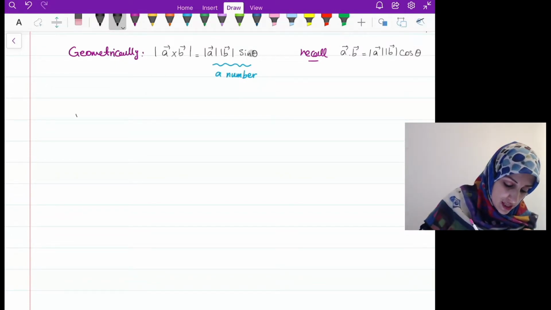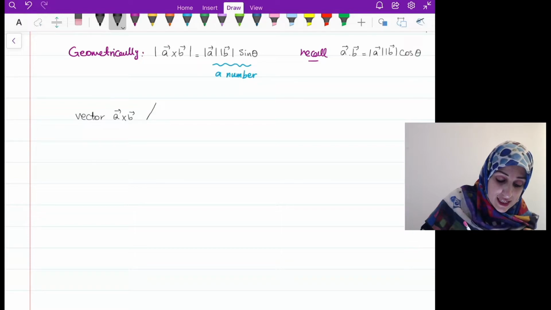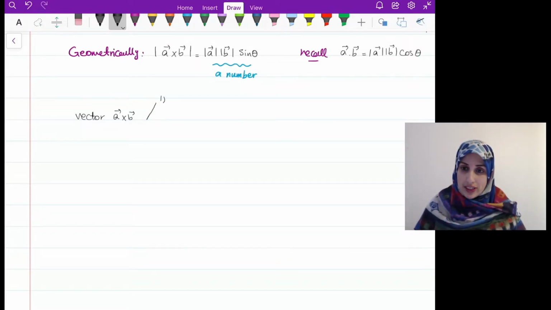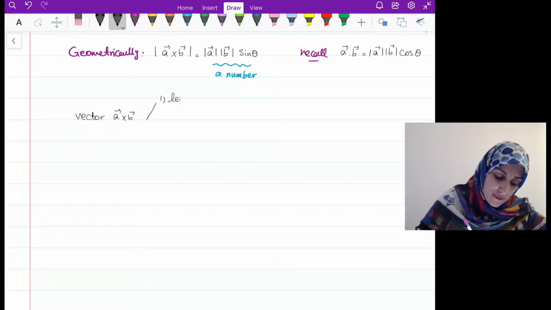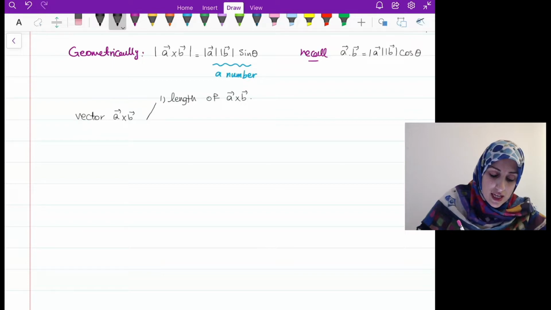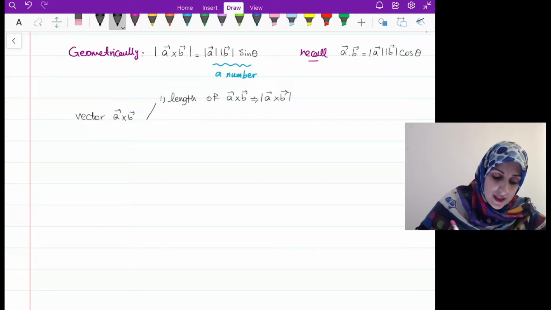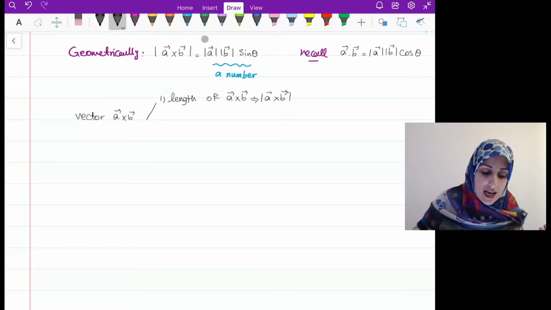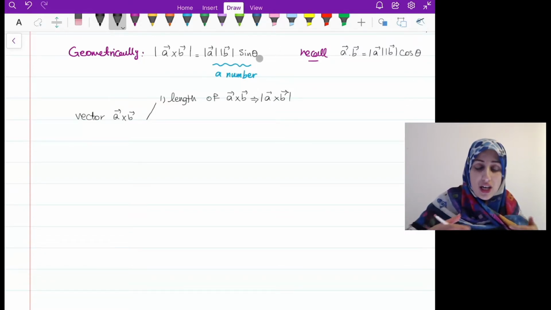So one more time, vector A cross B, since it is a vector, has two characteristics. One of them is its length. The length of A cross B is the length of A, the length of B, and then sine theta, which is what?